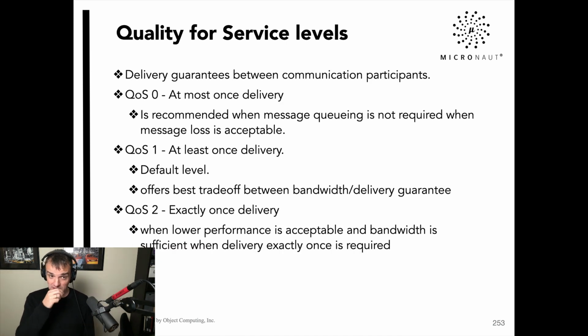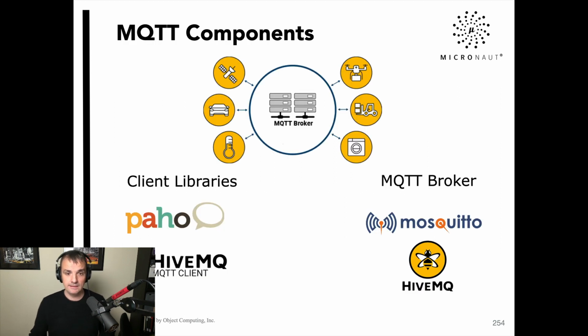MQTT has also the concept of quality of service for delivery. We support that in Micronaut with an annotation called @Qos. There are 3 levels in the spec. Quality of service is essentially the delivery guarantees between the communicating participants. So quality of service 0 means at most once delivery. Quality of service 1 means at least once delivery, and quality of service 2 means exactly once delivery.